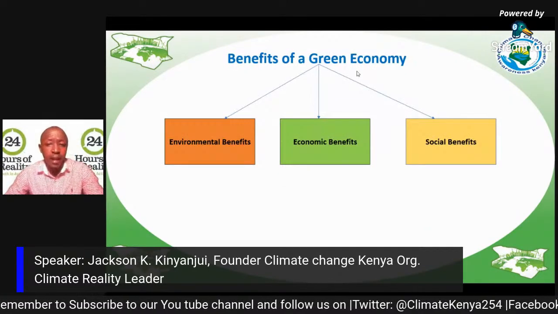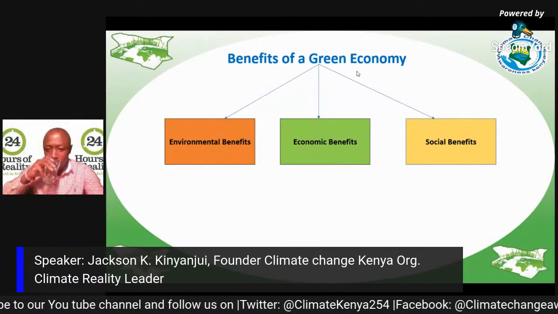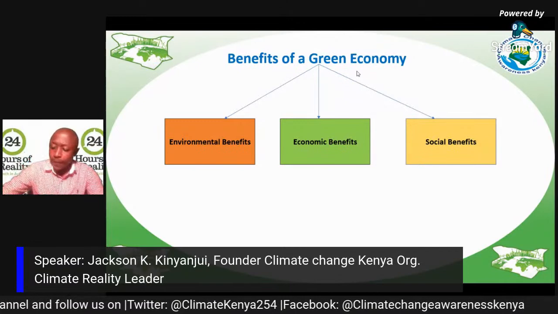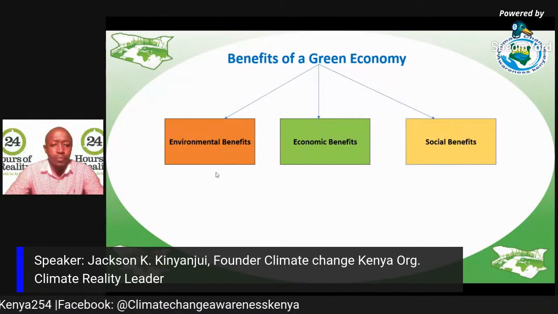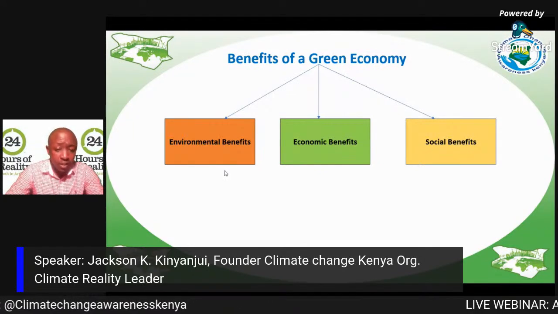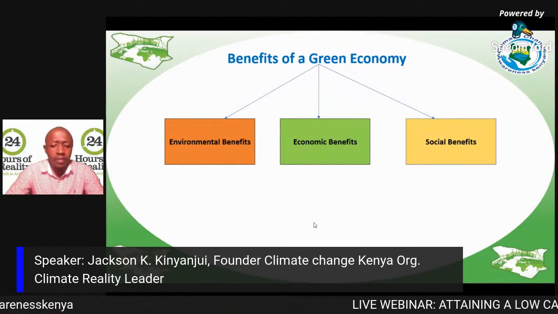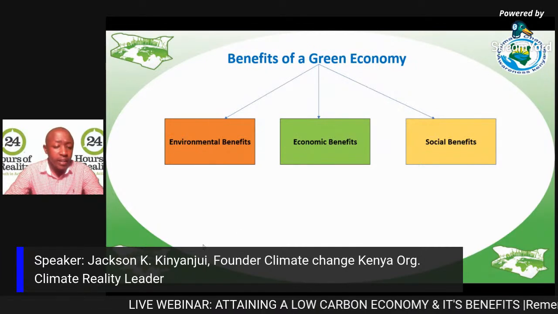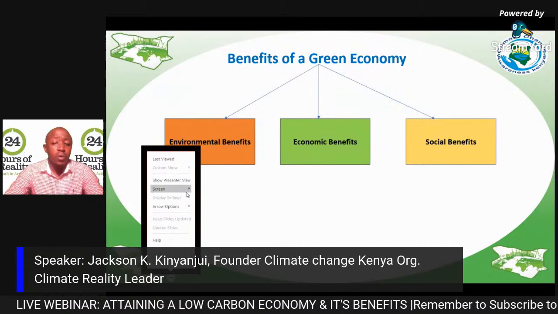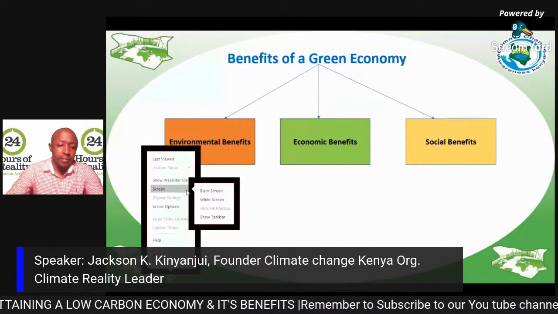Benefits of embracing a green economy. We have three. I've divided them into environmental benefits, economic benefits, and finally, social benefits.